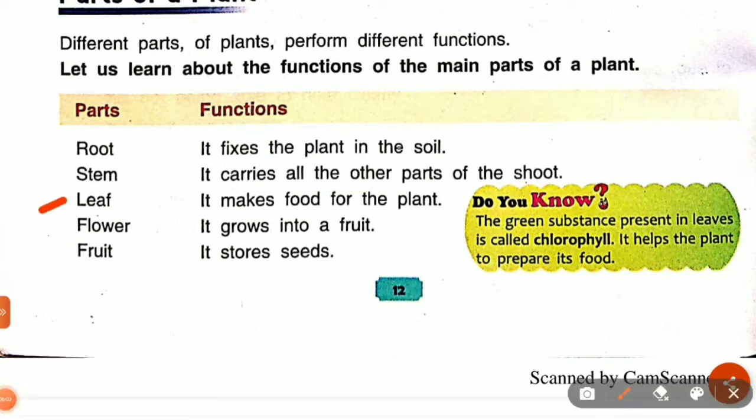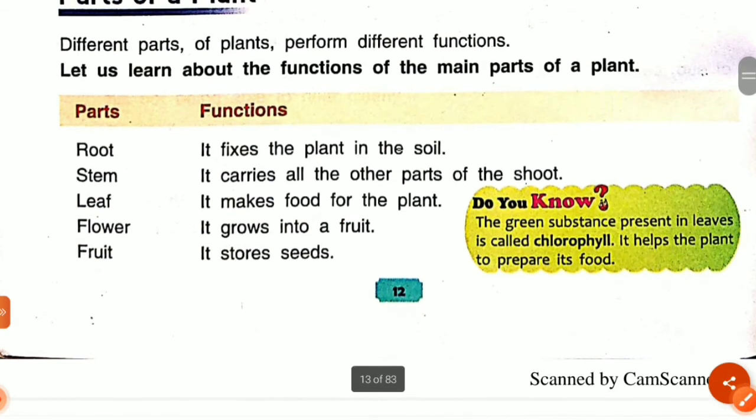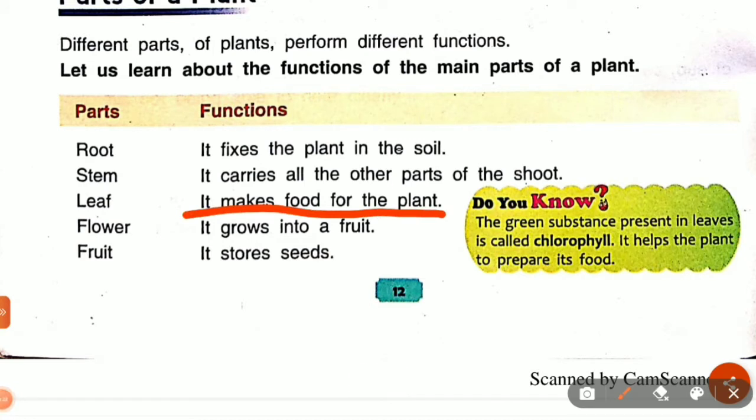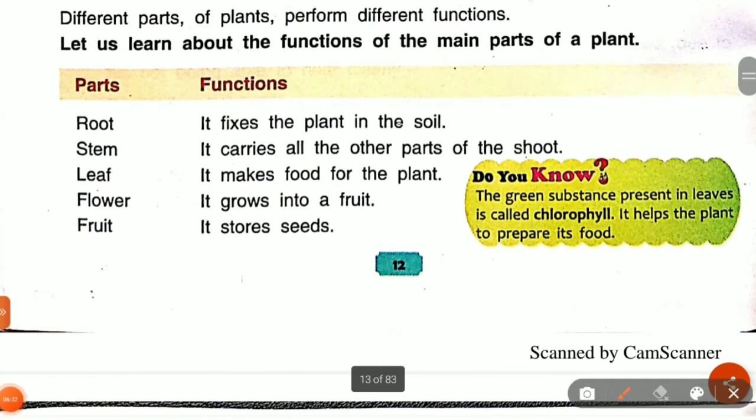What is the next one? The next one is leaf. Leaf makes food for the plant. So leaves are like the actual mouth. As we eat, we all eat through our mouth, right? Only if we eat, we get energy and strength, and only then can we live. The same way, leaf is the one which makes food for the plant. And the next one is flower. Flower grows into a fruit. So how does the fruit come? First a flower will come and then a small fruit will come. First it will be a vegetable and then it will become a fruit.